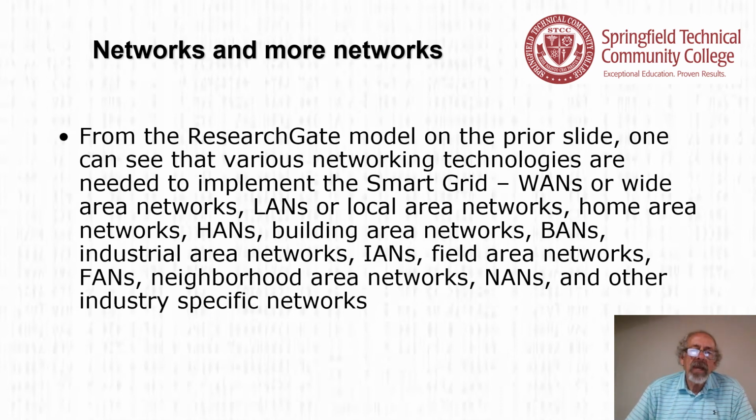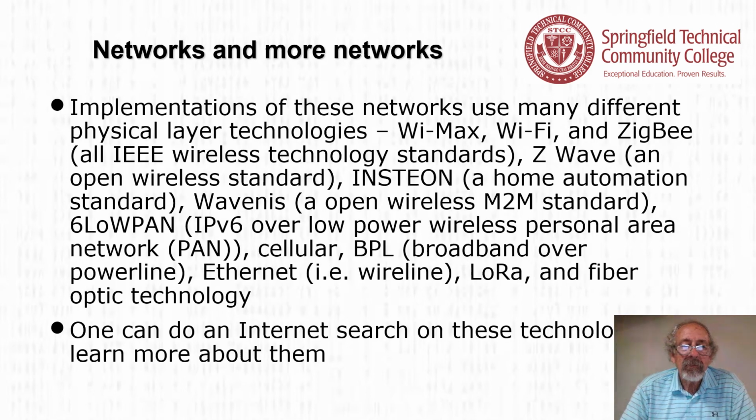So from that ResearchGate model on the prior slide, you can see the various networking technologies that are needed to implement the smart grid: WANs, wide area networks; LANs, local area networks; home area networks are HANs; building area networks are BANs; industrial area networks are IANs; field area networks, FANs; neighborhood area networks, NANs, and other industry-specific networks. So you get a lot more acronyms.